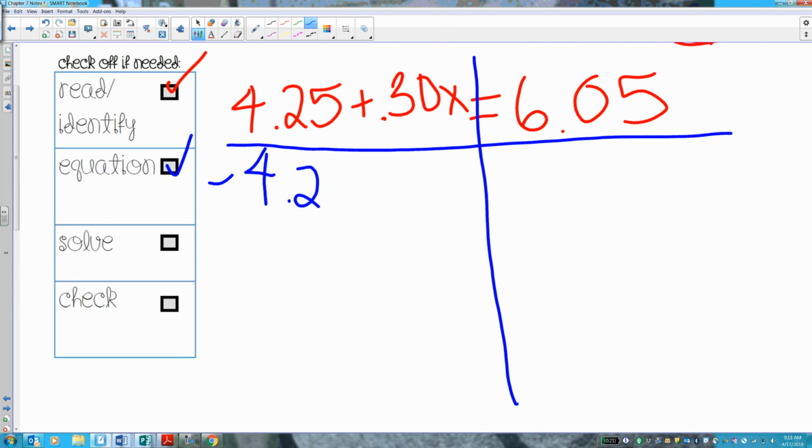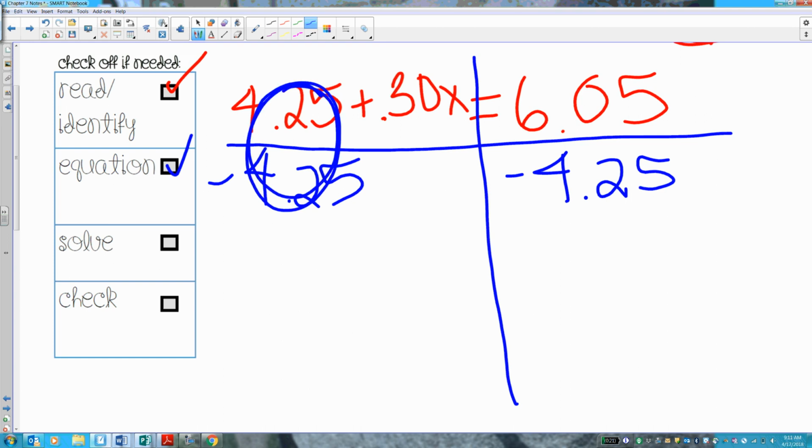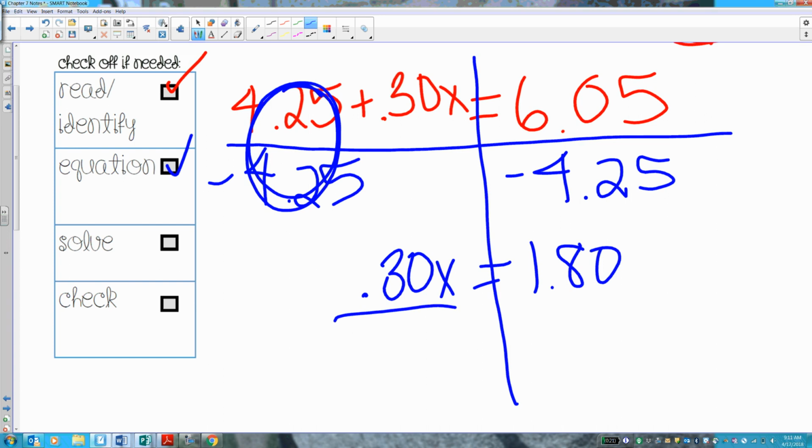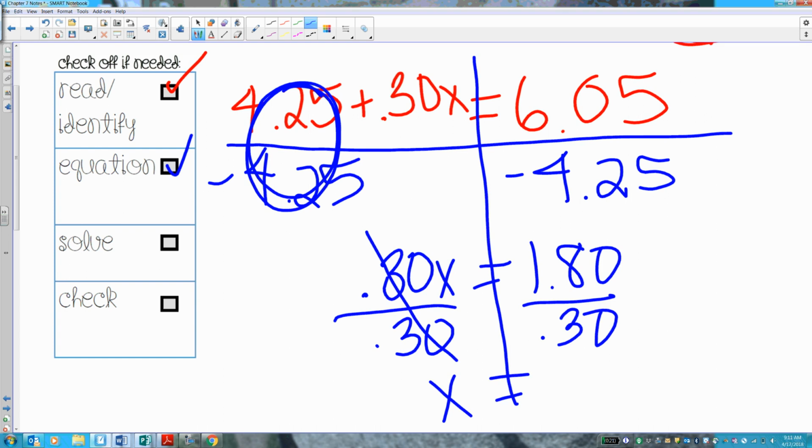Subtract the $4.25. Subtract the $4.25. So these make a zero pair. 30 cents X equals $1.80. So I paid $1.80 in toppings basically. And if each topping is 30 cents, those cancel. X equals 6 toppings. Now, is that realistic?